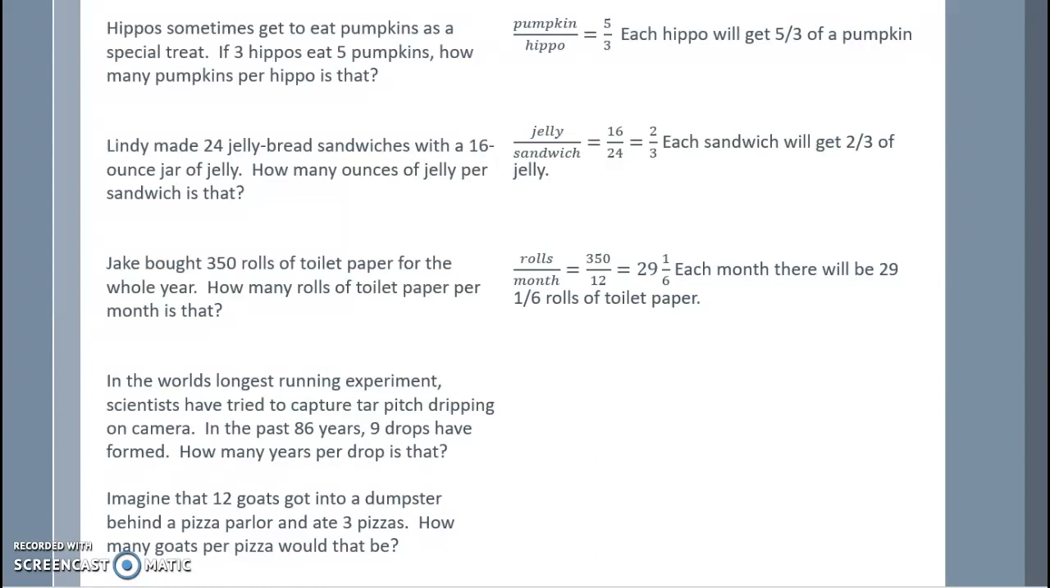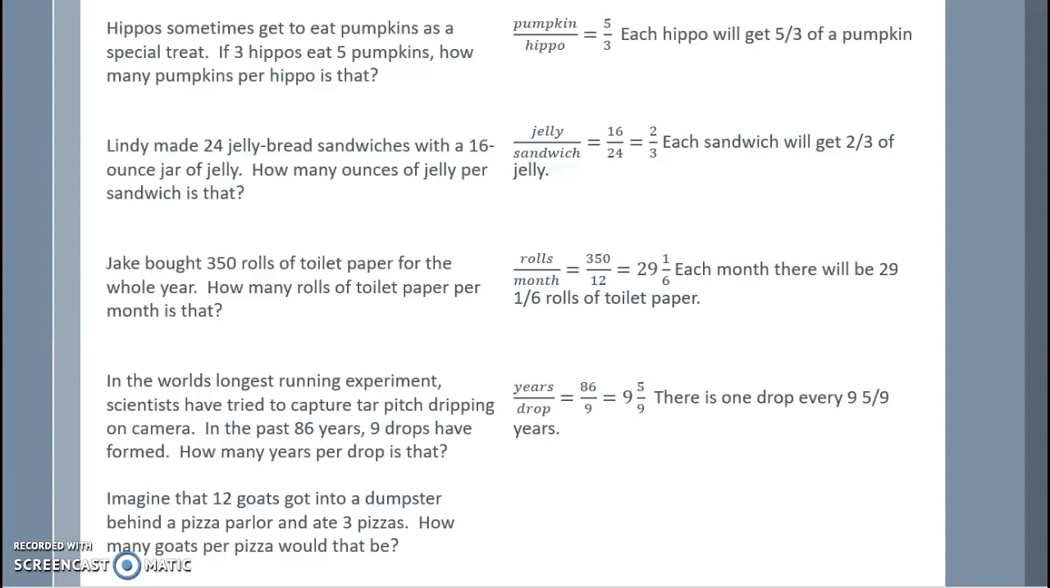In the world's longest running experiment, scientists have tried to capture tar pitch dripping on camera. In the past 86 years, 9 drops have formed. How many years per drop is that? So we're comparing years over drops. So in 86 years, there were 9 drops. 9 5/9, there is 1 drop for every 9 5/9 years.